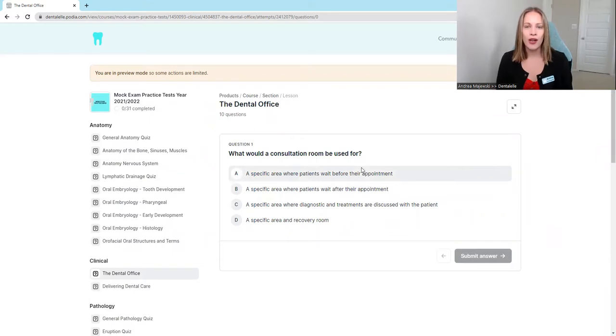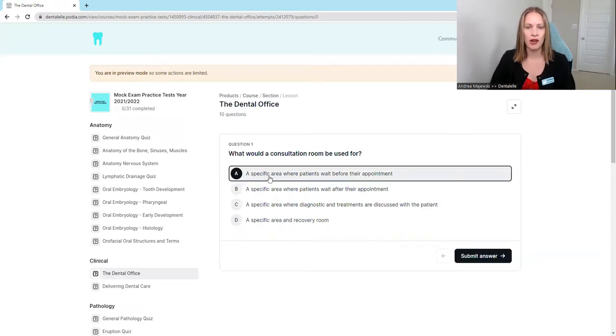What would a consultation room be used for? Would it be a specific area where patients wait before their appointment? Is it a specific area where patients wait after their appointment? A specific area where diagnostic and treatments are discussed with the patient, or a specific area and recovery room? I know the answer, but I'm going to pick the wrong answer just so you can see what that looks like. Let's say you thought it was a specific area where patients wait before their appointment. Click on that and then submit the answer.